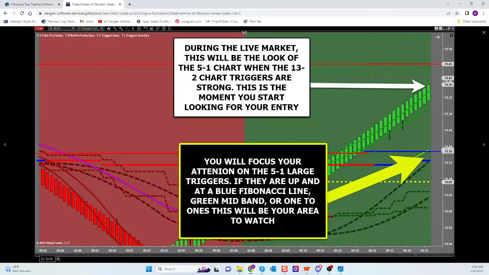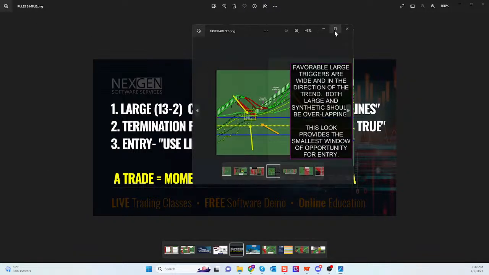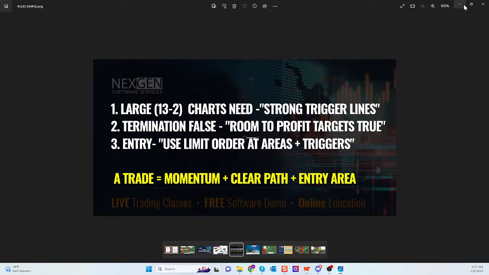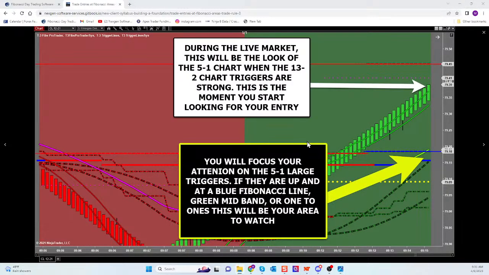And before we do anything at all, I want to define favorable large triggers. Favorable large triggers just means that the large triggers are wide, they're in the direction of the trend. The synthetics are wide in the direction of the trend. And they should be overlapping, guys. The tighter they are, one on top of the other, what happens is the smaller your window of opportunity becomes, the less risk you put on a trade, and the more specific you can be when finding that entry point.